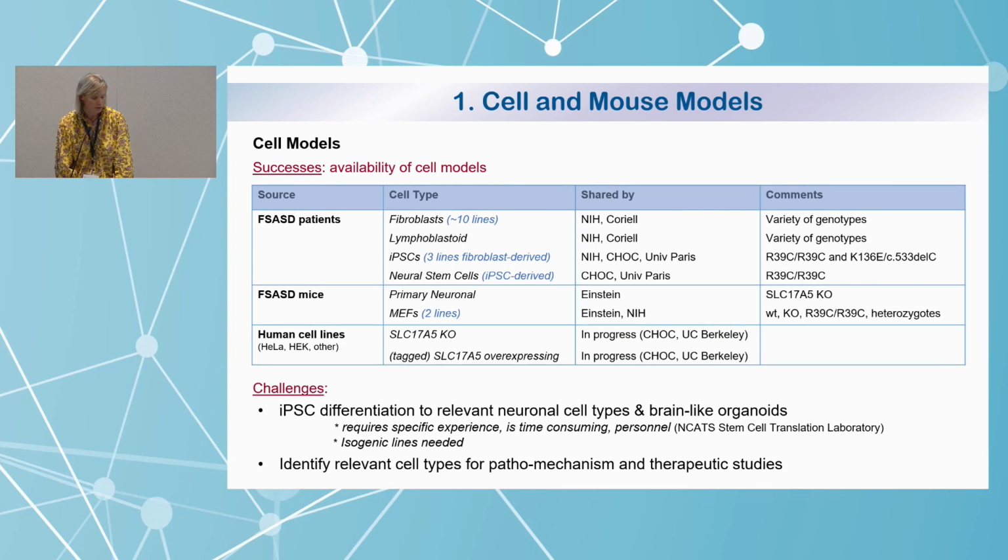And we also have to think about creating isogenic cell lines. Now we're at the start of this differentiation process because it may be important to have a good control for the therapeutic and pathogenic or pathomechanism studies.